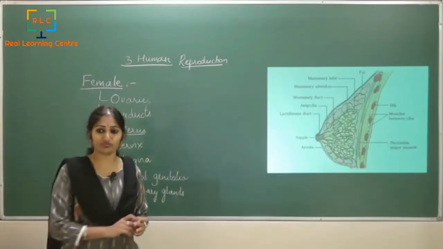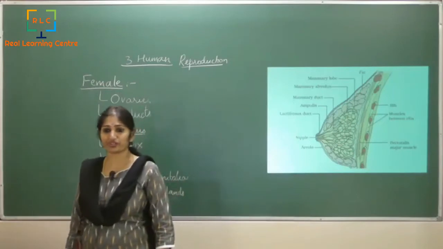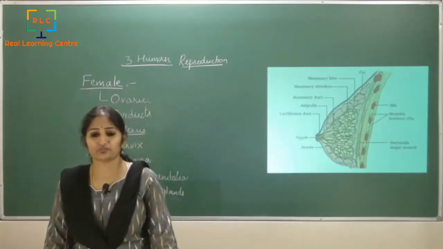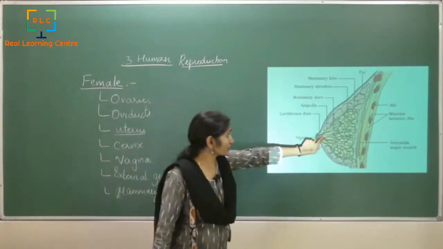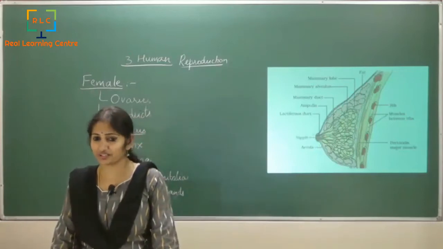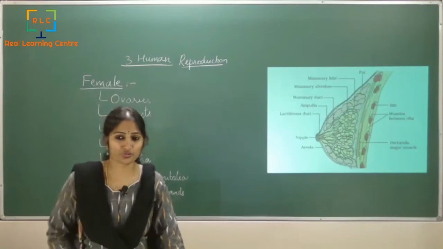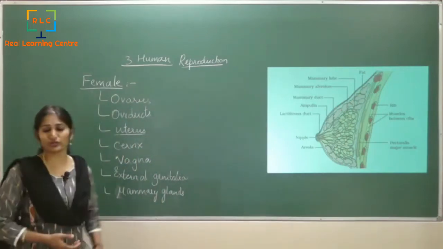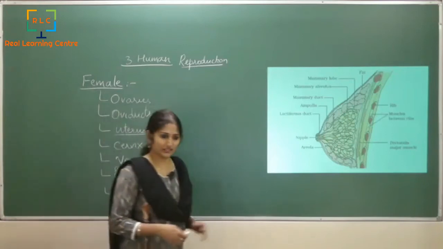Now this would break into the ducts, mammary ducts, and many mammary ducts would finally give rise to a larger duct which is called the lactiferous duct, and through the lactiferous duct the milk is sucked out. So this way we have the female reproductive system.